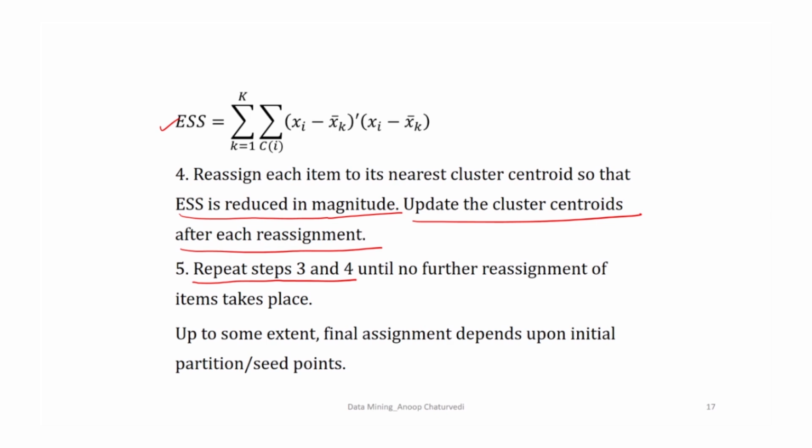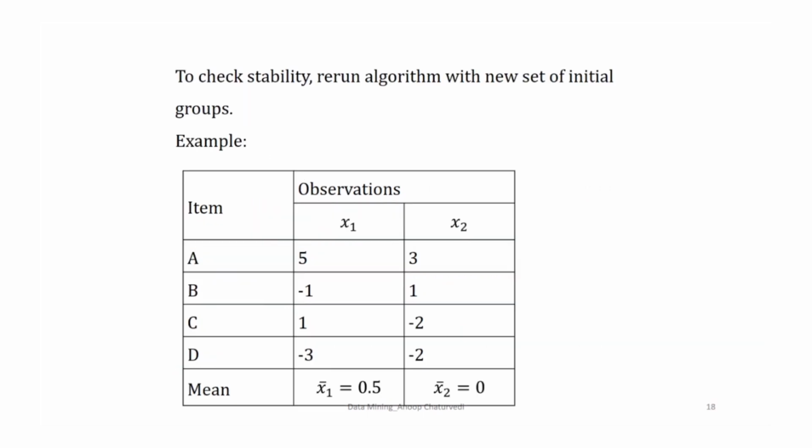Of course, up to some extent this final assignment depends upon the initial partition or seed points. Then, to check the stability, you may rerun the algorithm with a new set of initial groups. So, this is how you can go for k-mean clustering.